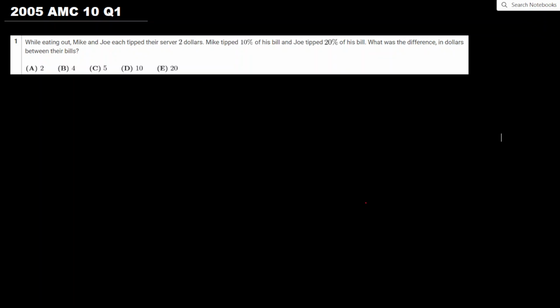So we can first solve this by saying Mike was $2, Joe was $2, and you know that this $2 is 10% of the bill, and this is 20% of the bill.